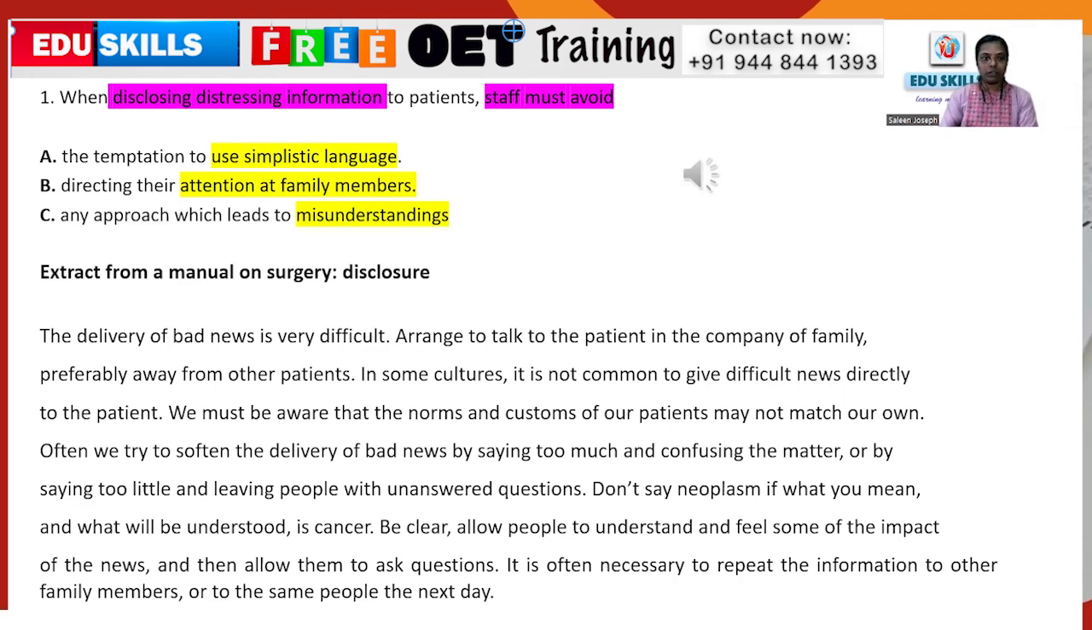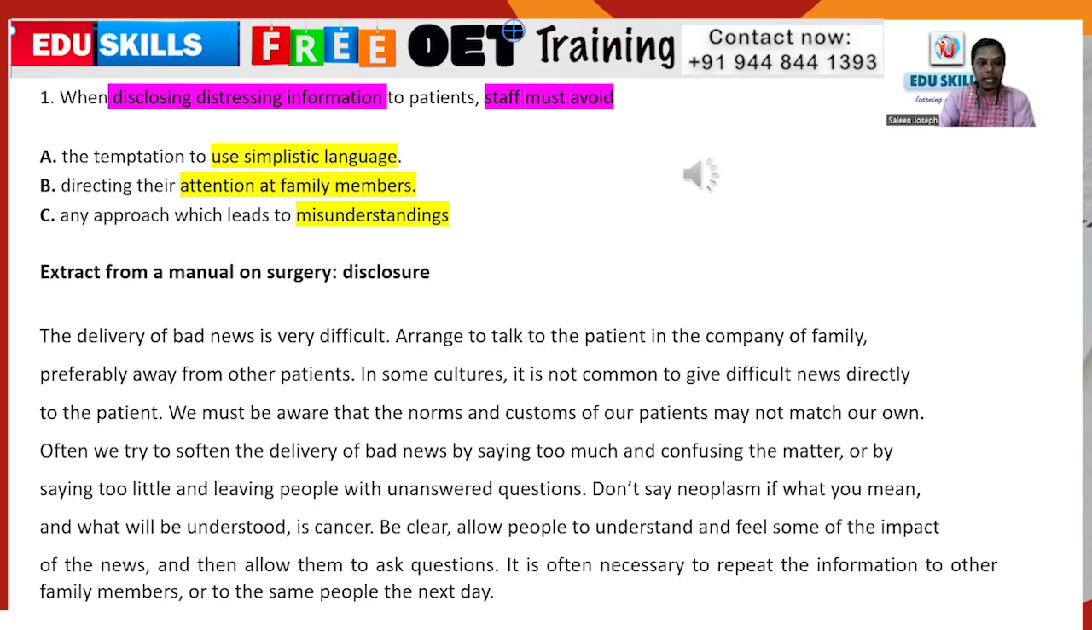Okay. So the first question: when disclosing distressing information to patients, staff must avoid: A, the temptation to use simplistic language; B, directing their attention at family members; C, any approach which leads to misunderstandings. So here you saw the question, when disclosing distressing information to patients, staff must avoid, and the options. Before going into the text, you can note the keywords or hedging words in the question and the answer options. The answer options will help you find out what to search for in the text.